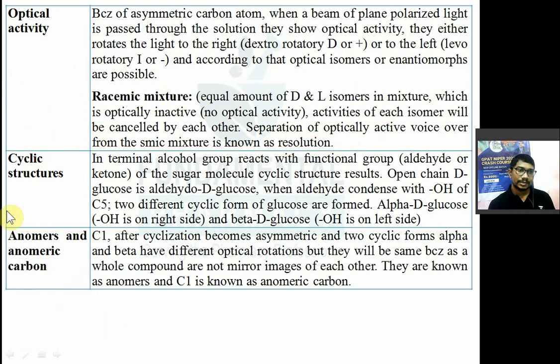So, the cyclic structure of monosaccharide. If a terminal alcohol group, the hydroxyl group on the last carbon, number 6, reacts with the functional group, which is aldehyde, and the alcohol group of carbon number 5 reacts with the aldehyde group or ketone group. If the OH group on carbon number 5 reacts with the aldehyde or ketone on carbon number 1, there is a formation of cyclic structure.